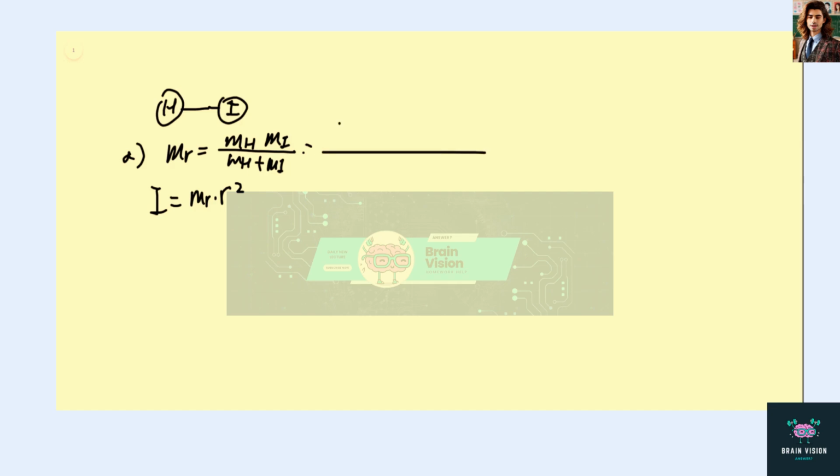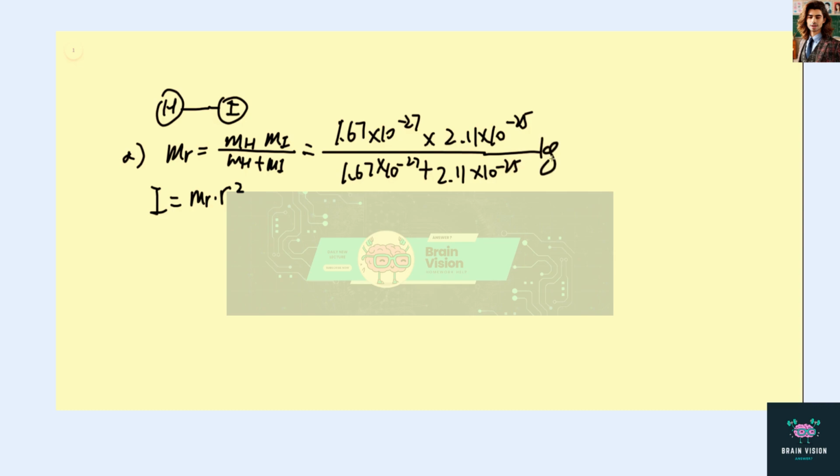So this is 1.67 times 10 to the negative 27 kilogram times iodide, which is 2.11 times 10 to the negative 25 kilogram, over 1.67 times 10 to the negative 27 plus 2.11 times 10 to the negative 25 kilogram. And we see this gives us 1.657 times 10 to the negative 27 kilogram.